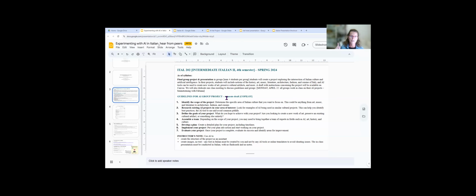And then there are my instructor's notes that are very important. Use AI to create the structure of the project as an assistant. So AI is your assistant, not the creator. Create images, no text. Any text in Italian must be created by you and not by any AI tools or online translators to avoid cheating issues. The in-class presentation must be conducted in Italian with no flashcards and no notes, right?